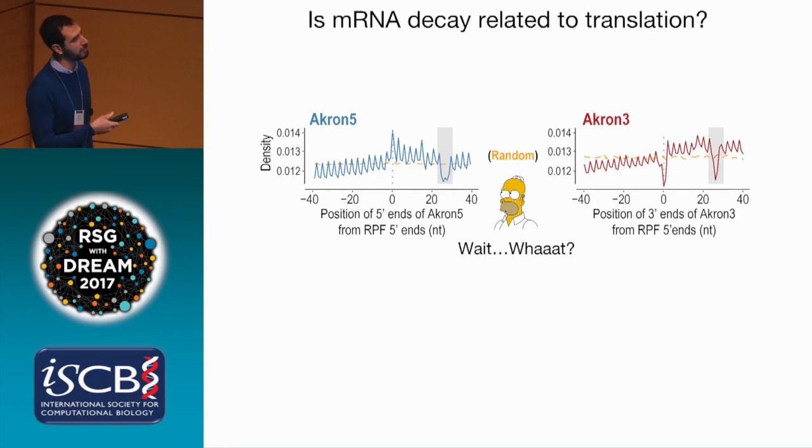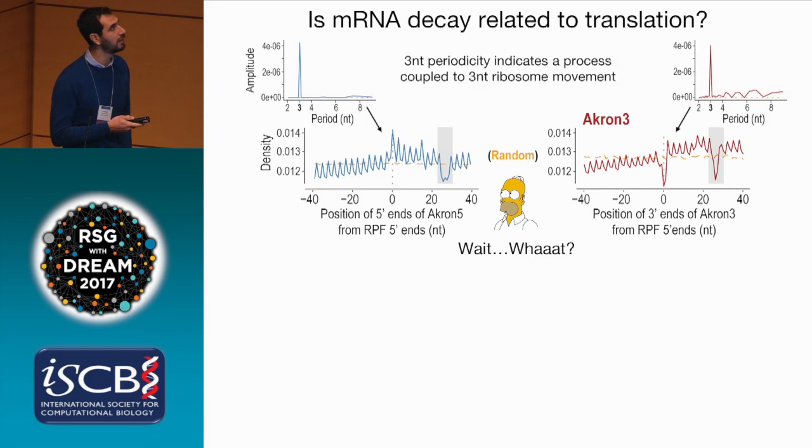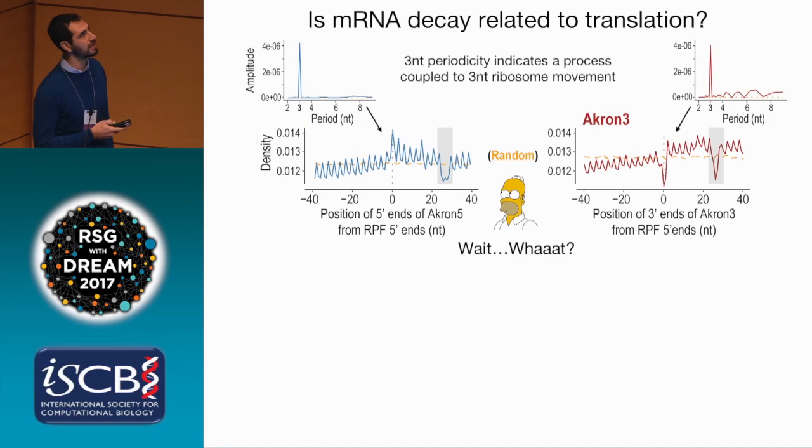And if we actually measure this periodicity, and we also use discrete Fourier transformation for that, we see that the period in the signal is exactly 3 nucleotides, which corresponds to the ribosome movement. So what we're seeing here is a process that is probably coupled to the ribosome. So we wonder if this is something that's coming from only a few mRNAs.